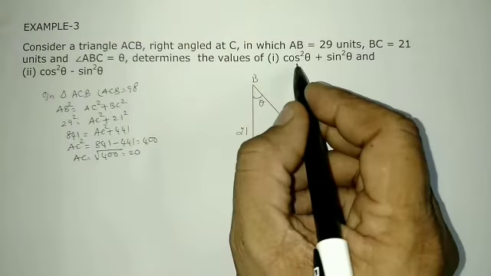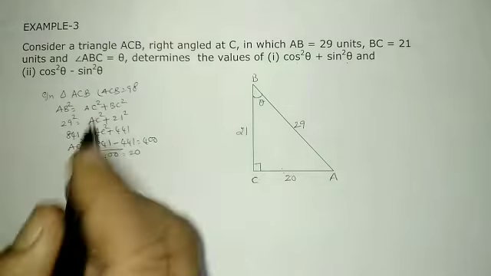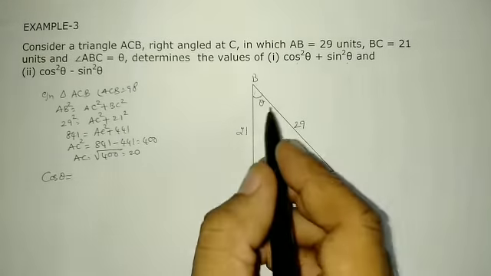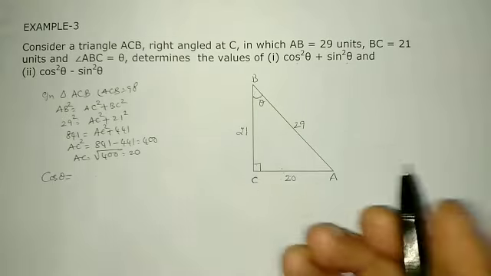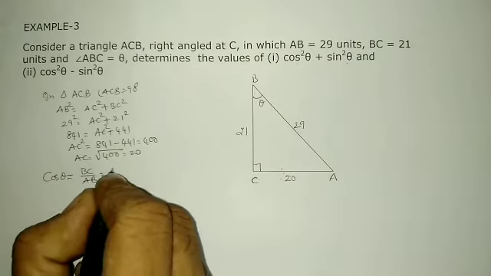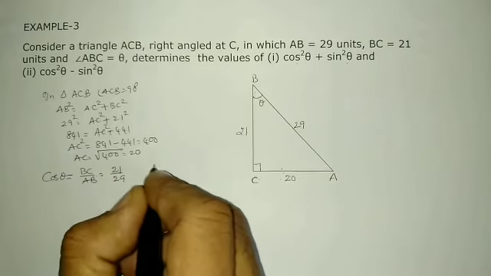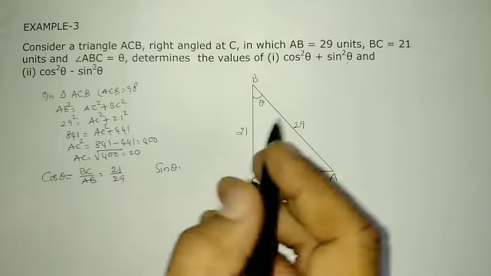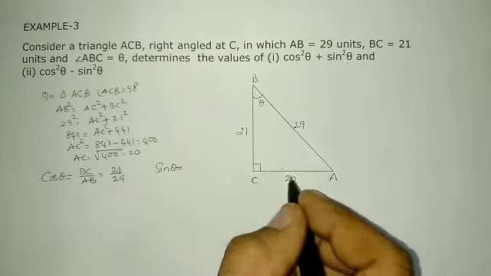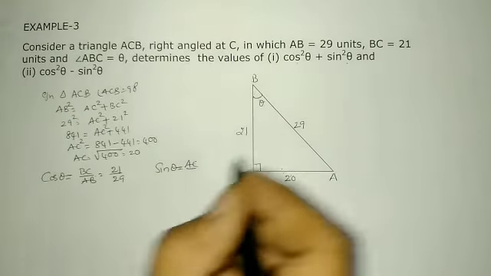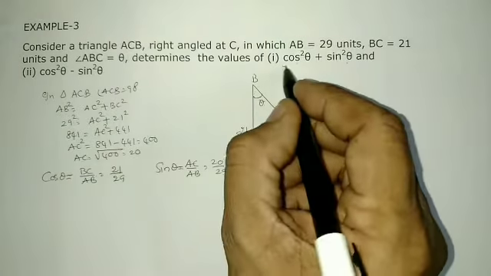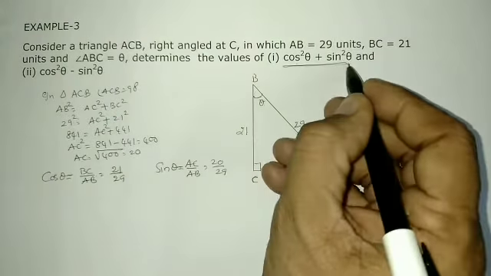Now you have to find cos square theta plus sin square theta and cos square theta minus sin square theta. First of all find cos theta. Cos theta means side adjacent to theta by hypotenuse, BC by AB. What is BC? 21 and what is AB? 29. Sin theta, side opposite to theta by hypotenuse. For theta, what is the side opposite? AC. And what is the hypotenuse? AB. 20 by 29.